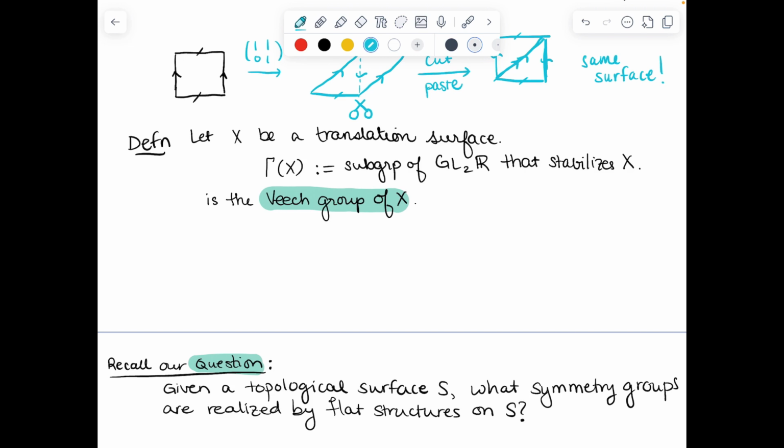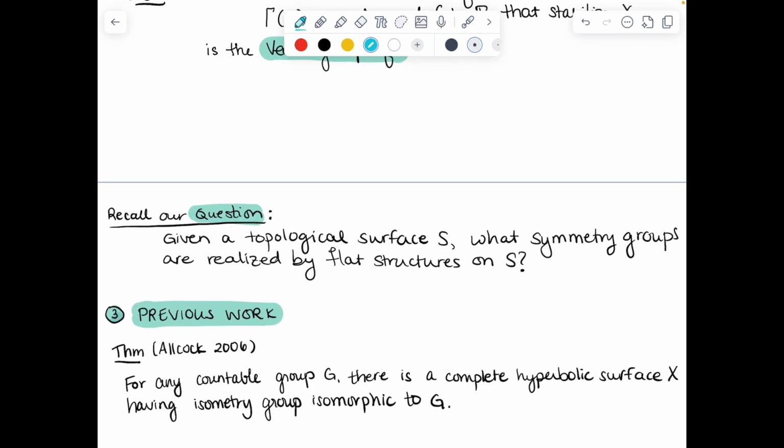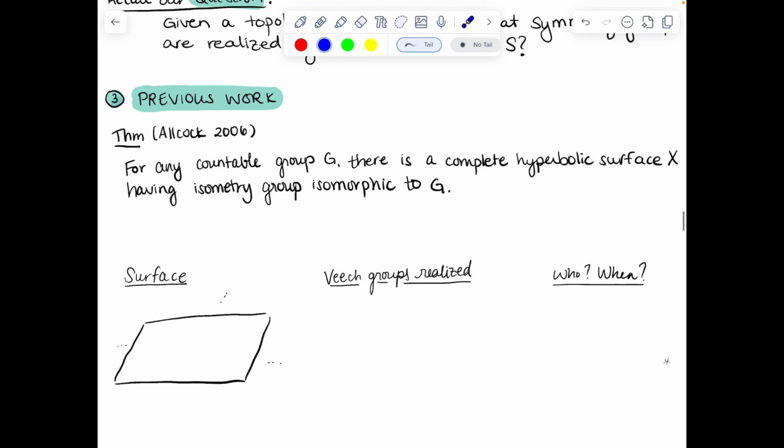Now that you know what a flat surface is and also what symmetries of a flat surface are, we're ready to come back to our question. Given a topological surface S, what symmetry groups are realized by flat structures on S? Let's look at some previous work. First I want to show you a theorem of Alcock in 2006. For any countable group G, there is a complete hyperbolic surface having isometry group isomorphic to G. So this is a theorem about hyperbolic structures on surfaces, but it inspired a number of similar results for flat surfaces. Here's what it inspired in the flat surface world.